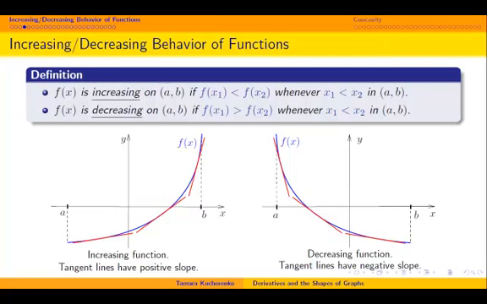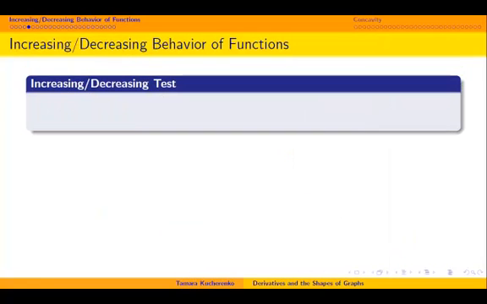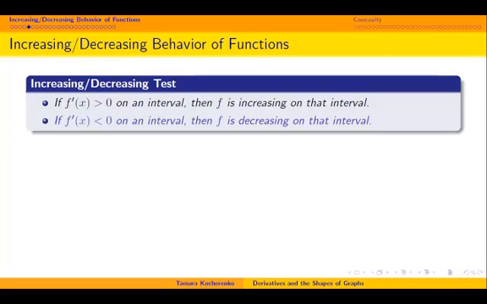It can be proven by the mean value theorem that the sign of the derivative determines whether f is increasing or decreasing. If the derivative of f is positive on an interval, then f is increasing on that interval. If the derivative of f is negative on an interval, then f is decreasing on that interval.